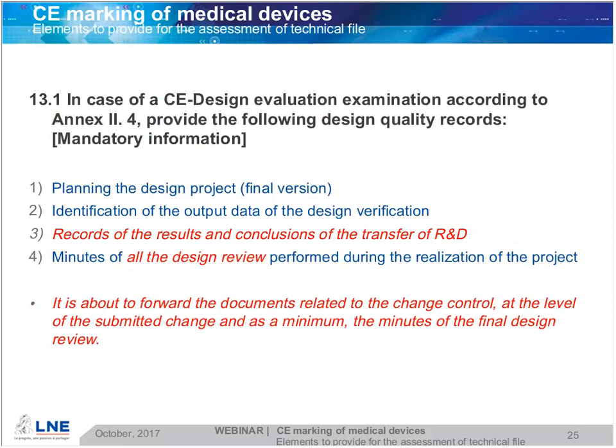For section 11.1, which is about design, the manufacturer is asked to provide the documents related to the change control at the level of the submitted change and, as a minimum, the minutes of the final design review. So it is again to align with the requirements of the ISO 13485, which now requires a change control process. So when there is a change, even if it's not on the design of the product itself, we need to get the documents that are produced through the change control.